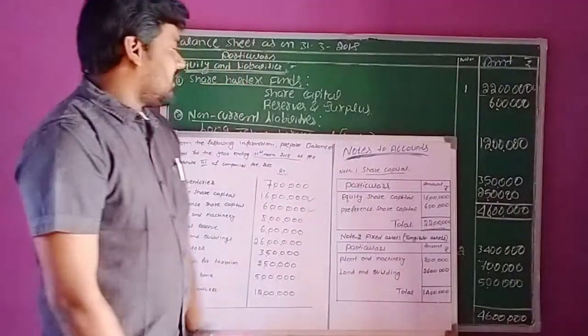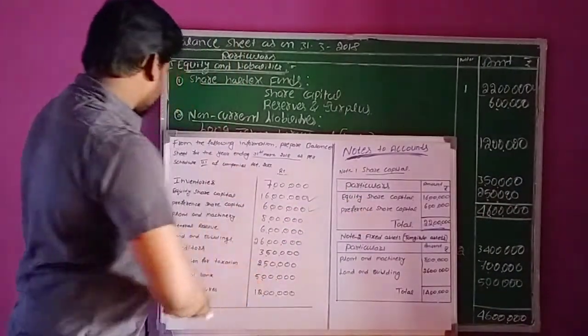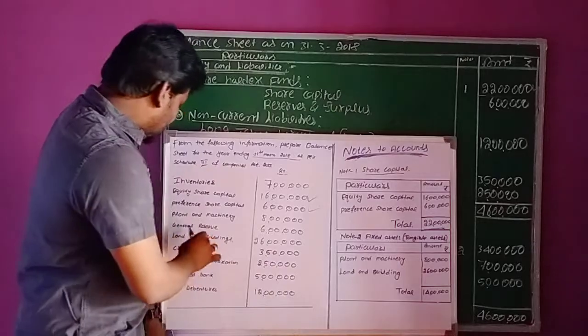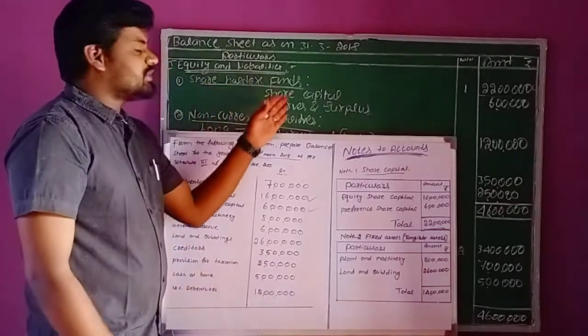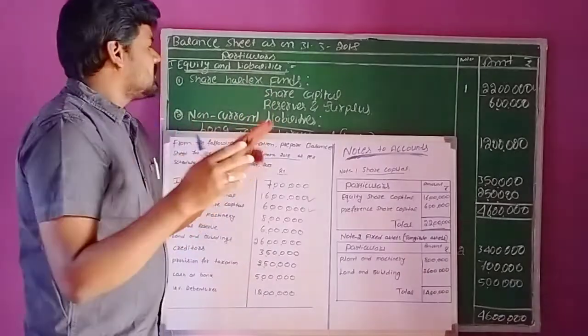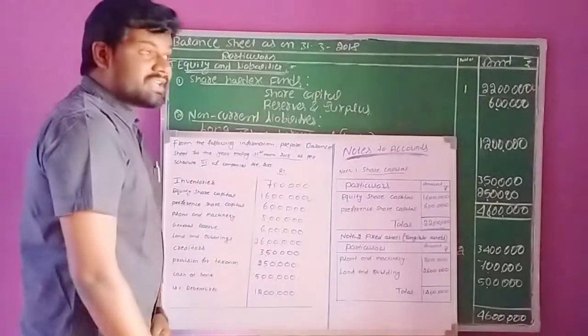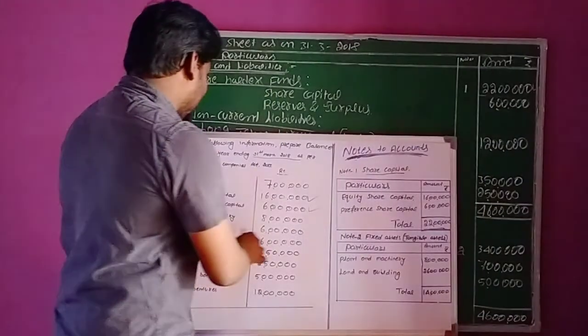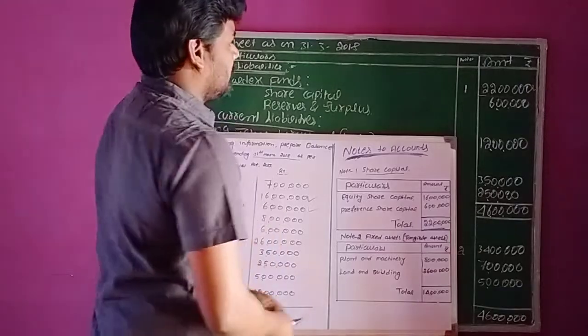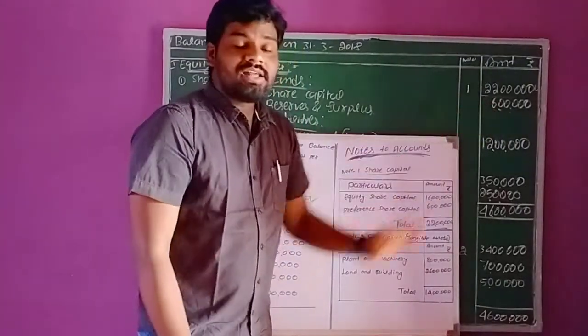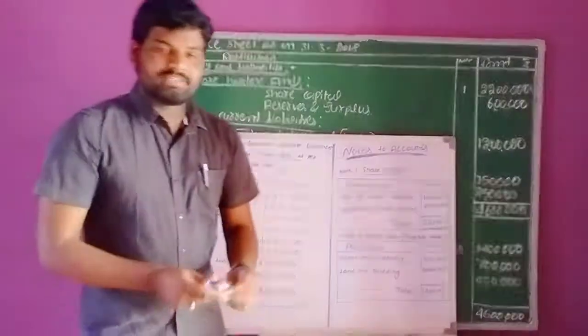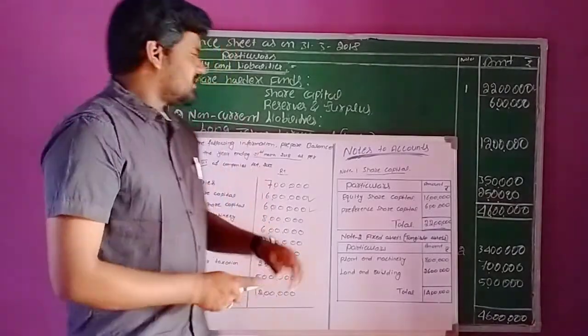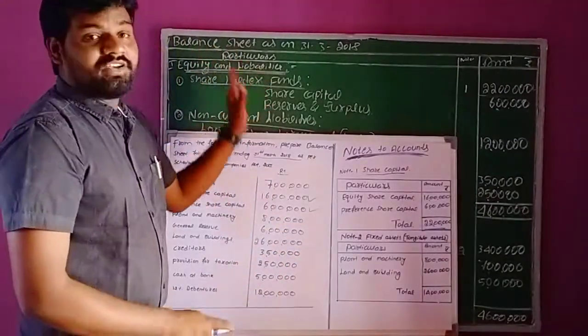After that, the next item they gave here is general reserve. Under the shareholder funds we can record only a few items, share capital as well as general reserve. So general reserve they directly gave as 6 lakhs rupees. You have to write 6 lakhs rupees. This is the total general reserve in the business organization. So this is the first headline under the equity and liabilities.